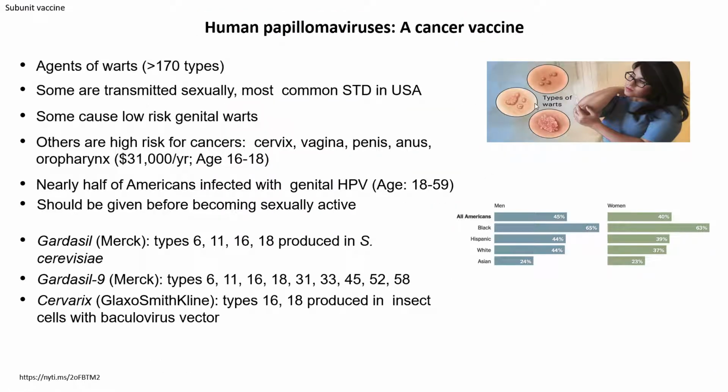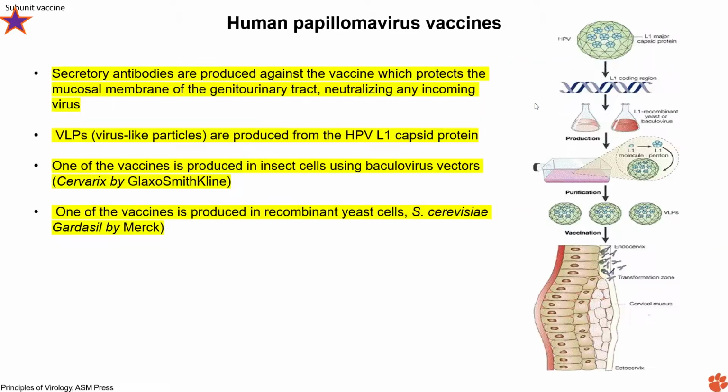So what, on the other hand, is more important here is the HPV vaccine. There are many different types, and I have just added these things on this side that we can ask: which of the following is true or not true, as you can see. The first one is that secretory antibodies are produced against the vaccine, which protects the mucosal membrane of the genitourinary tract, neutralizing an incoming virus.